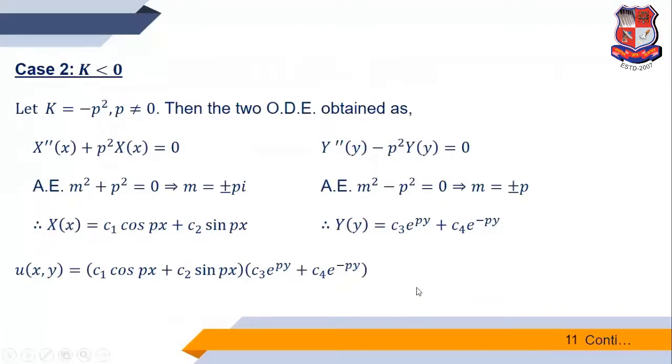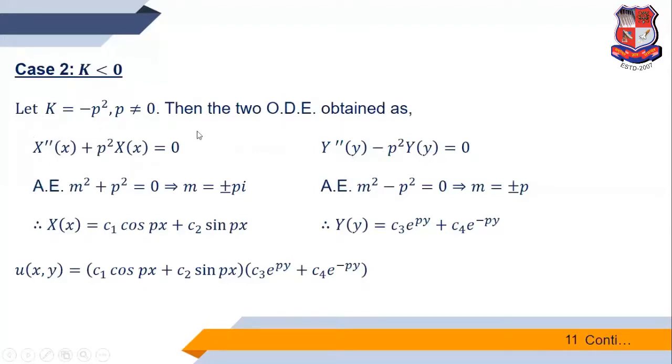Now we consider the second case, k less than 0. So in k less than 0, we can take a value which is always less than 0, so obviously minus p squared, where p is not equal to 0. So k is equal to minus p squared is replaced in equation 3. Then equation 3 becomes X double dash plus p squared X is equal to 0, and similarly the second ODE, Y double dash minus p squared Y is equal to 0.